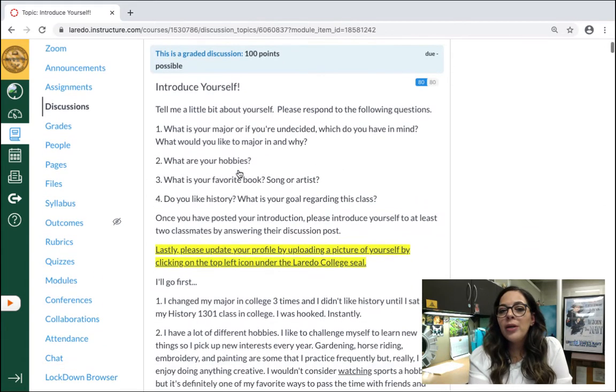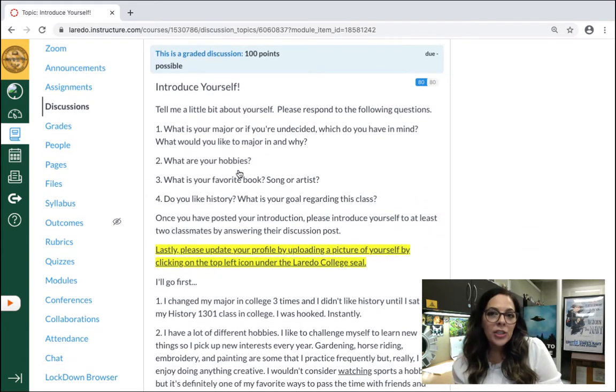So tell me a little bit about what major you have, or if you're undecided, what kind of career you have in mind. What are you thinking? What are some of your hobbies? What's your favorite book?